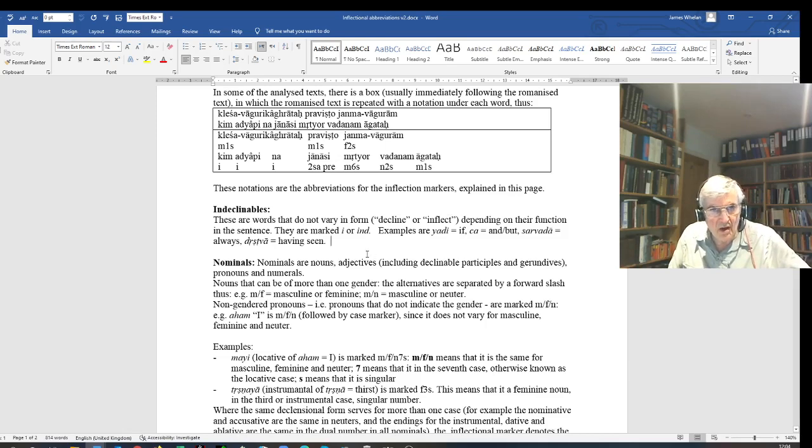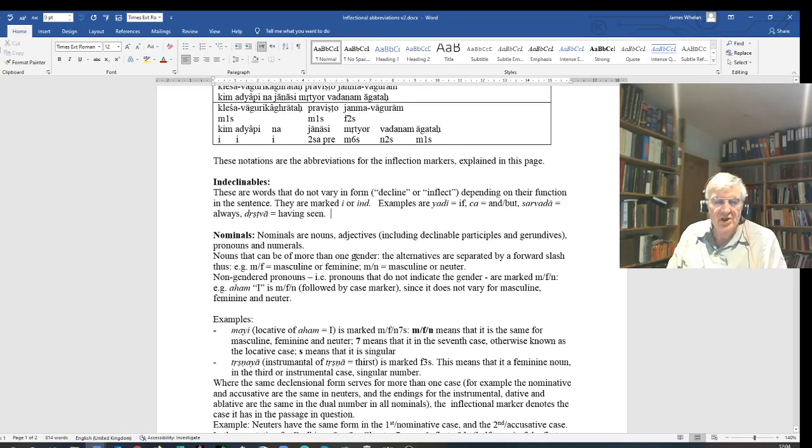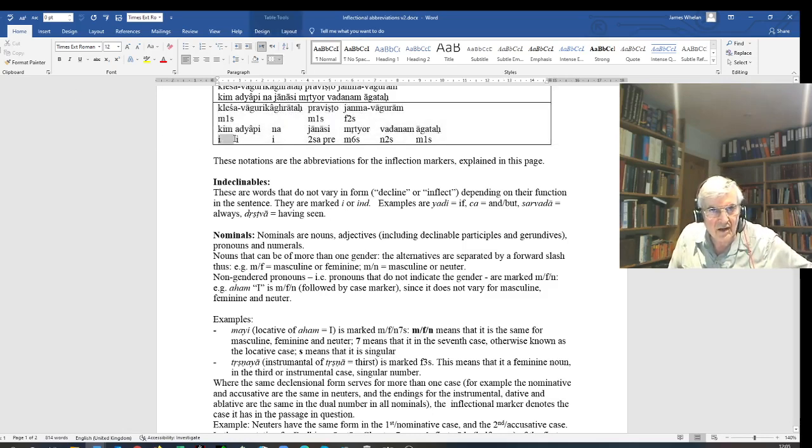Some words are indeclinable. That means they don't change their form, like nominal nouns, nominals, and verbs do. I mean, they're very, very common, occurring the whole time. So, yedi, if, cha, but, sarvada, always, drishtva, having seen. A lot of these things just never change their form. So that's why they're called indeclinables, and they are marked with the letter I. You'll see where my cursor is. Sorry, the letter I here.